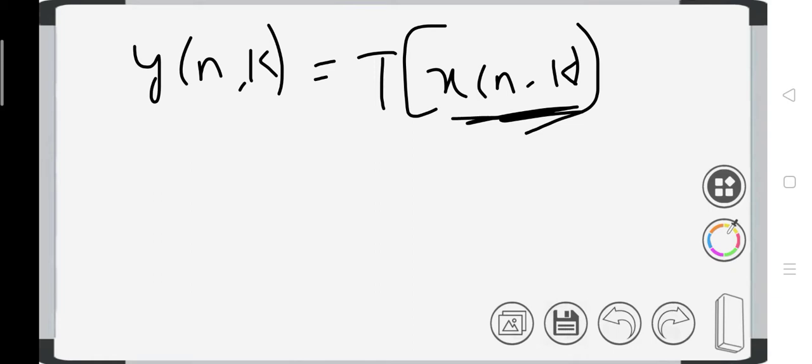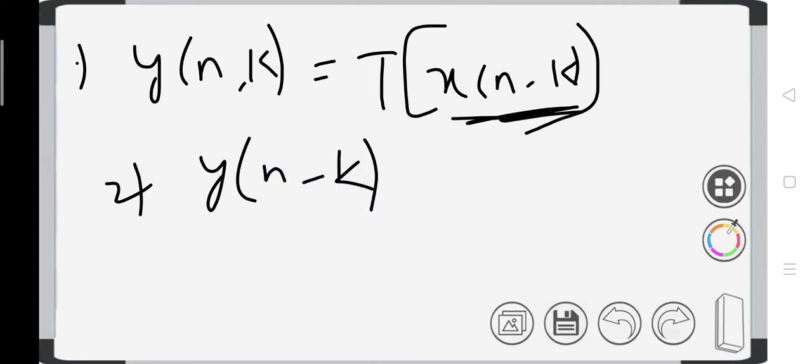Okay, next, the second point: delay the output sequence by k samples. Delaying the output sequence by k samples means y of n minus k. Here I am delaying the output sequence by k samples and it is denoted as y of n minus k.